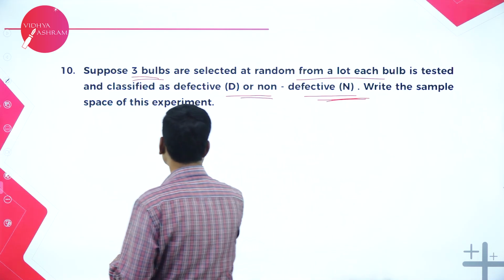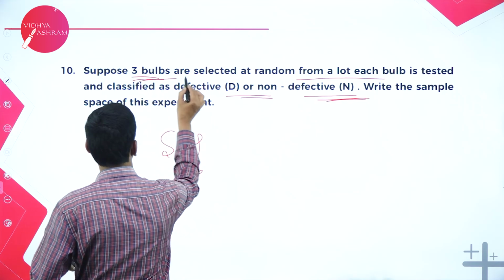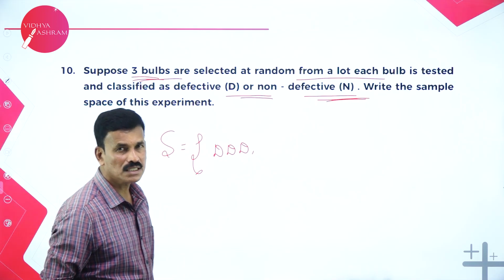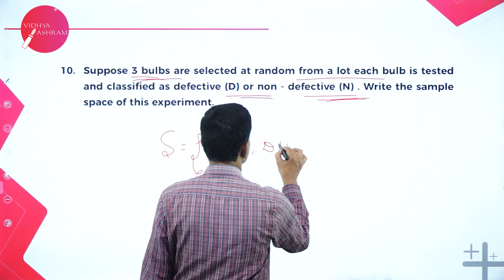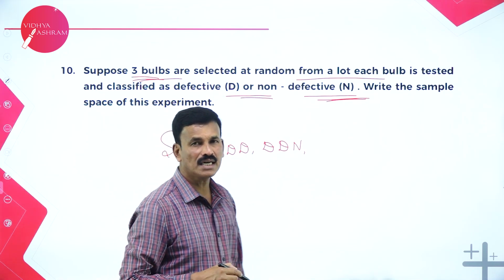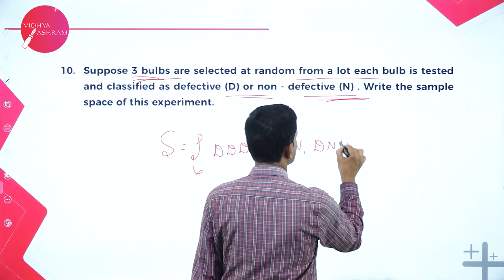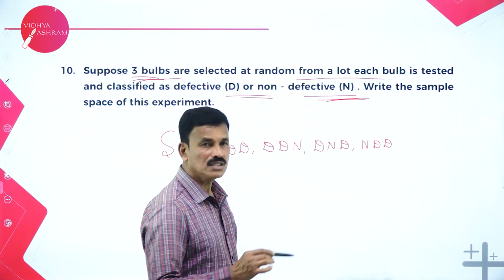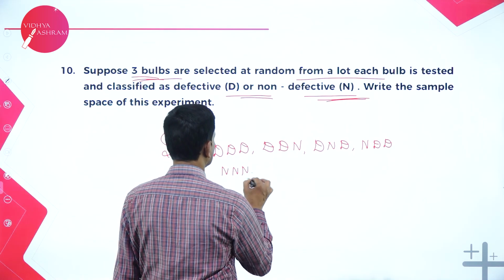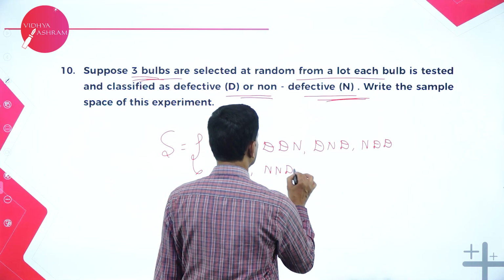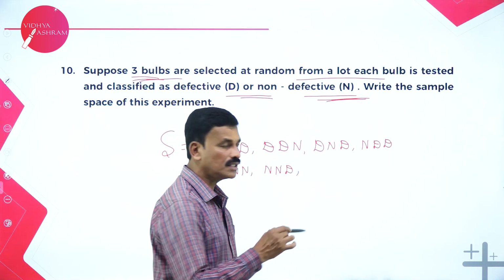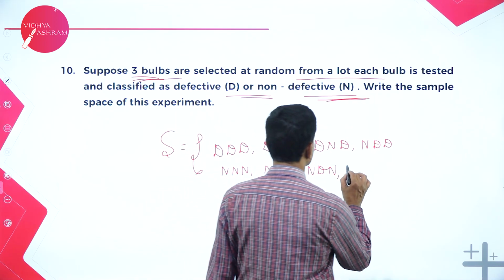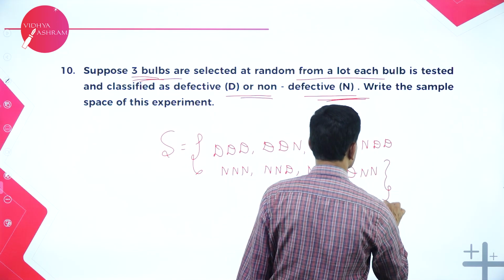So, what is the possibility? Therefore, the sample space, with 3 bulbs. Suppose all the 3 bulbs are defective, this can be written as DDD. Next, first 2 are defective and third one is not defective, DDN. Now, first is defective, second not defective and third defective, DND. First one is not defective and second and third are defective, NDD. If all the 3 are not defective, NNN. Next, NND, first 2 not defective and third defective. Then NDN. And the last, DNN. This is the sample space.